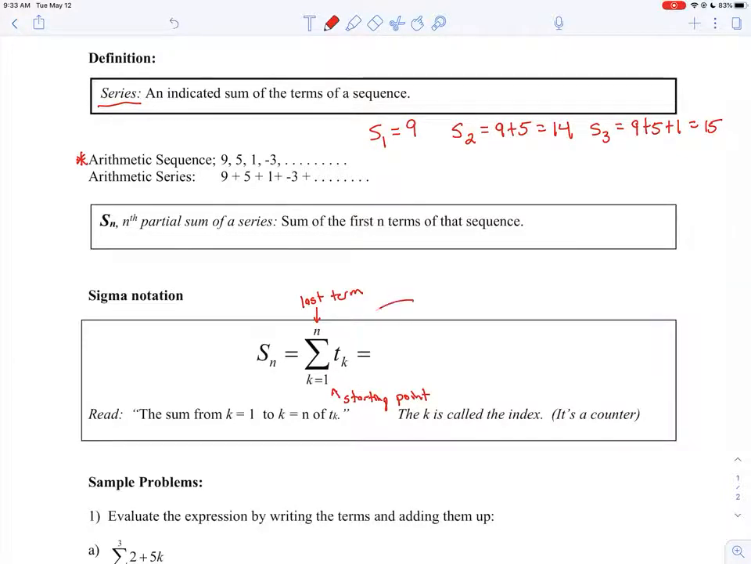The last part, this t sub k or t sub n, is the formula for the particular sequence that you're dealing with.